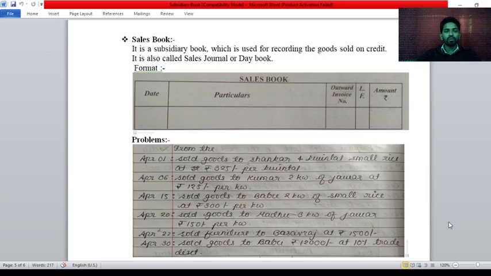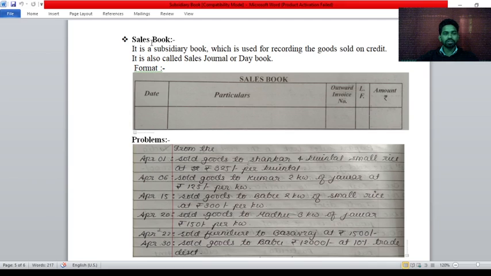So now see, what is the sales book? The sales book is a subsidiary book. While learning the subsidiary books, we saw which books are the subsidiary books: the purchase book, purchase return book, sales return book, bills receivable book, cash book. These are nothing but the subsidiary books.